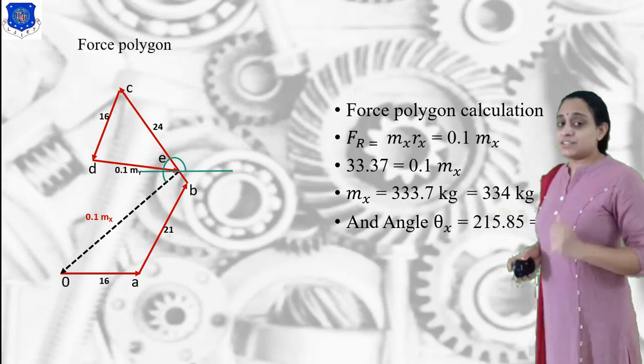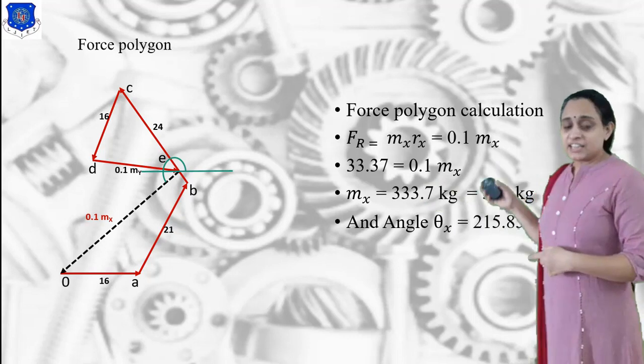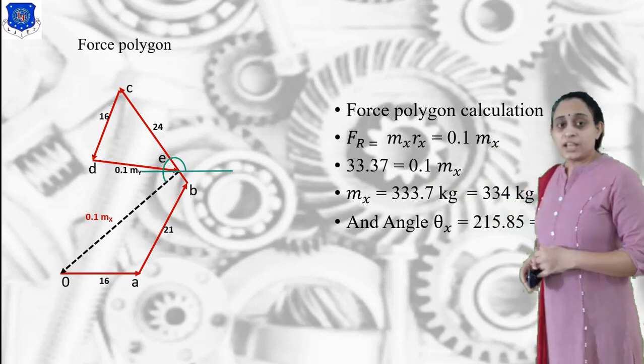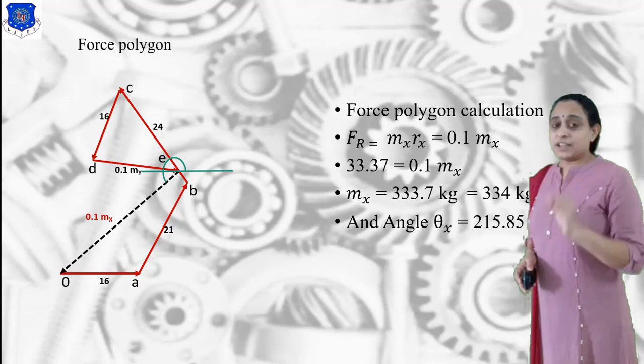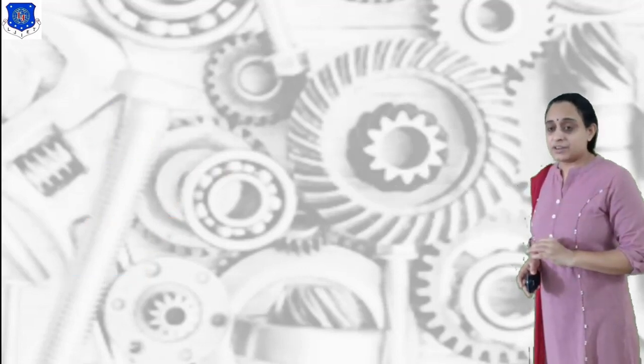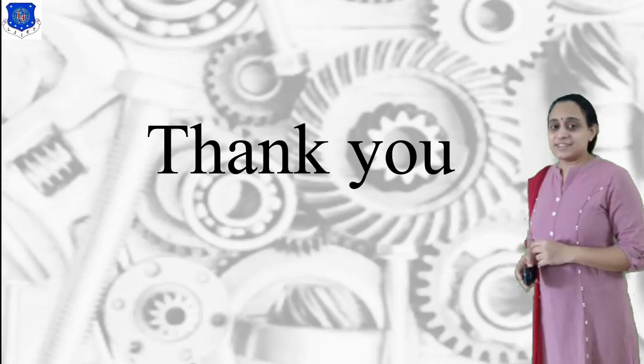Okay, so this is our force polygon. We have to measure the angle. As you see in our diagram, it is like the line as well as the angle. Okay, so this is our force polygon. This is very simple method. You can solve it graphically as well as analytically.